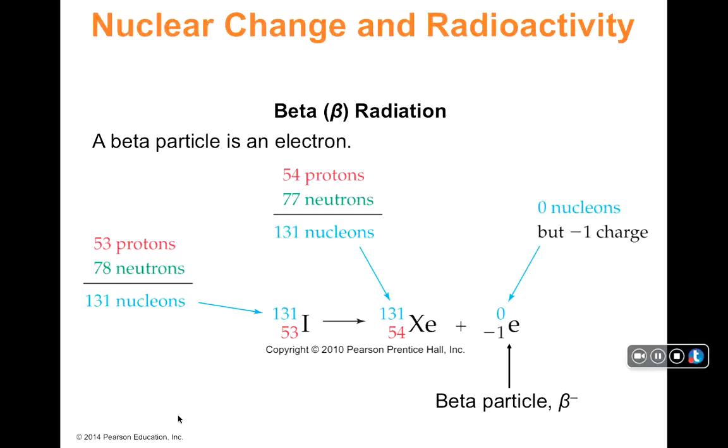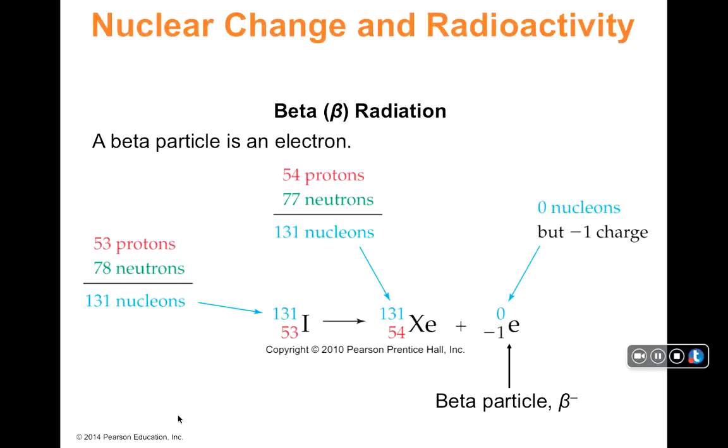And a beta particle, notice the beta particle is an electron. So it has no mass number. So you see there's a 0 there. And a -1 charge. Again, if you think in terms of balancing numbers when you're writing these reactions, that will help you. As you know, conceptually, this is a bit different.